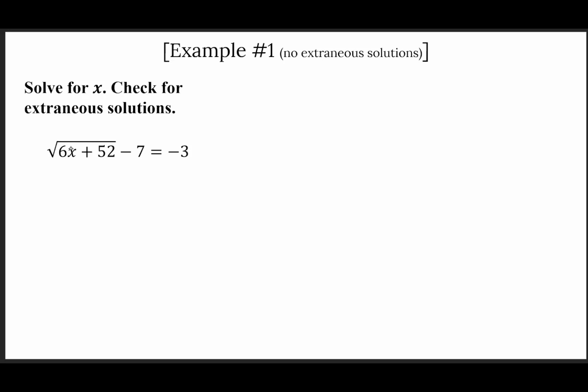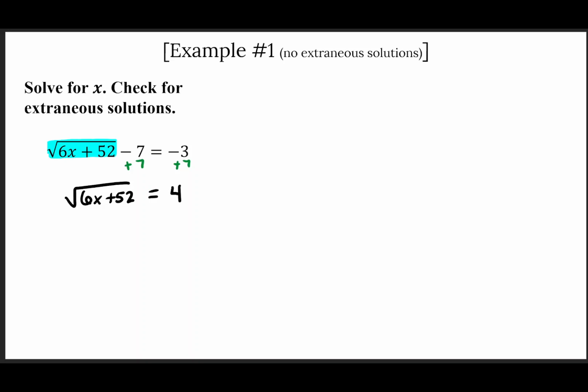If I'm going to solve for x, it is currently hiding inside of this root, so I need to get rid of anything that is not in this root. Then I can get rid of the root itself. I have a minus 7 I need to get rid of, so we're going to add that 7 to the other side. I still have the square root of 6x plus 52 equals positive 4 on the right side there.